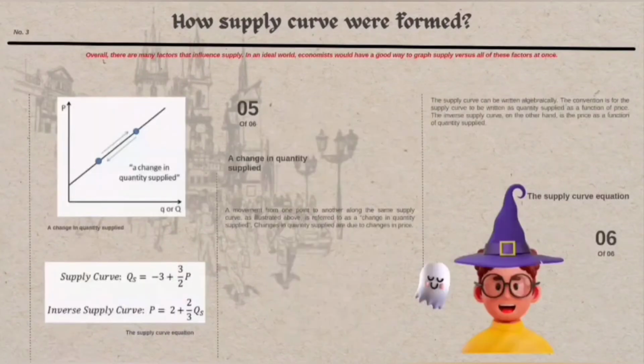Since this supply curve is a straight line, the slope of the curve is the same at all points. The other factor is change in quantity supplied. A movement from one point to another along the same supply curve as illustrated above is referred to as a change in quantity supplied. Changes in quantity supplied are due to the change in prices, like what you can see in the graph on the left.